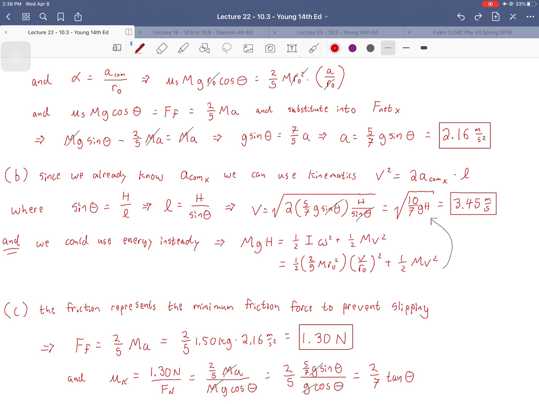So when we plug that in, let's just see what I get. 2/7 times tangent of 18 degrees, and that gives me, oh, I have a typo. It's all right.